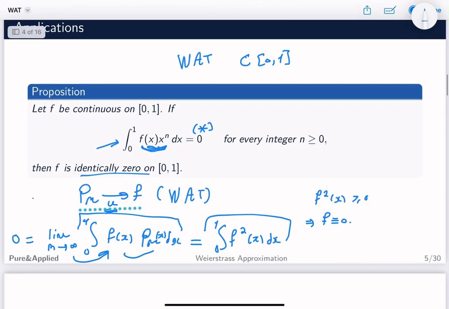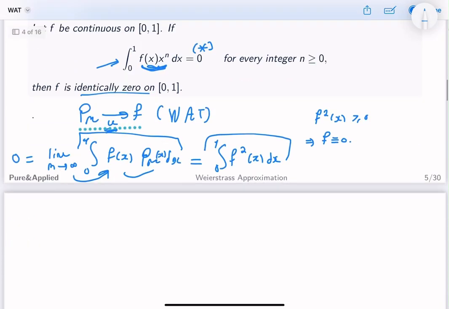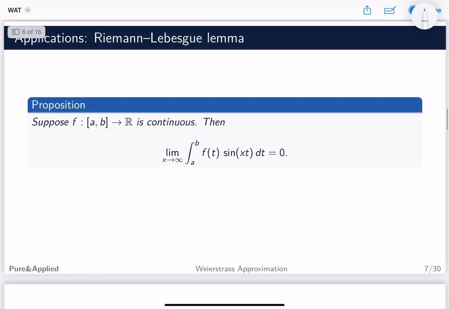So let us see some more applications. This is the first cool application of the Weierstrass Approximation Theorem. Here's a version of the Riemann-Lebesgue lemma. Usually an integral measures the signed area of a function. If you introduce some oscillations in the integrand, then the oscillation, quote unquote, kills the area. So this is the idea of this fact.